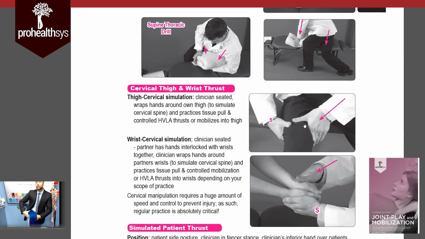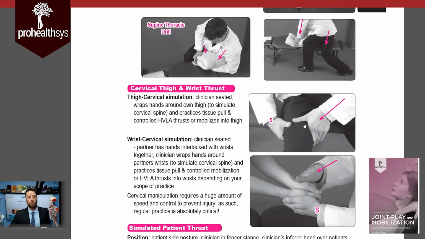You're going to set up and you can go load, load, thrust, load, load, thrust on your own thigh. If you grab your right thigh, I would thrust with my left hand. So I would push on the inside of my thigh is how I would thrust. That'll most represent what you're actually going to be doing with patients. Okay? All right. So that'll get you through that.